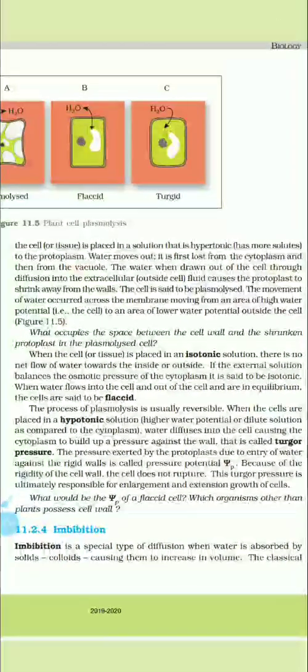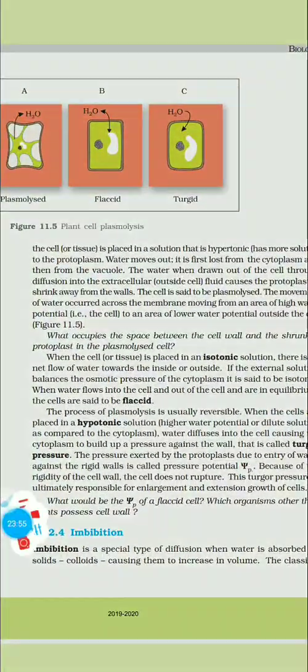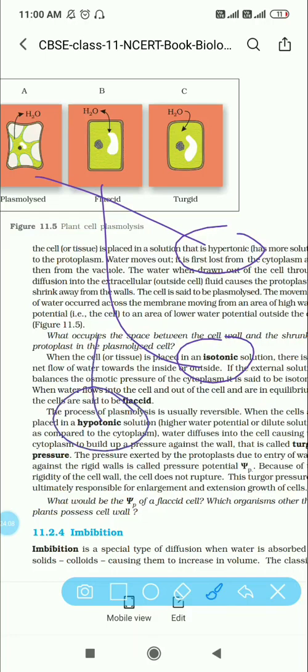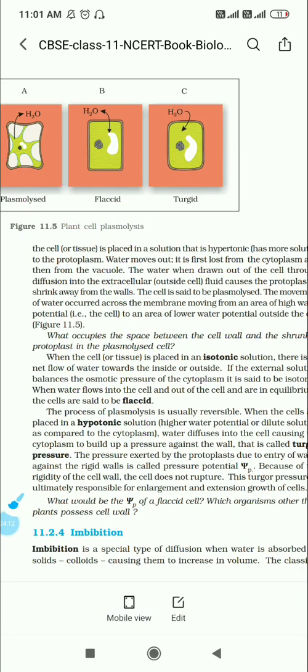So try to understand. Plasmolysis is observed when a cell is placed in a hypertonic solution. When the cell is placed in an isotonic solution, you will have a flaccid cell; in a hypotonic solution, you will have a turgid cell. So remember all of this because it has been asked frequently.